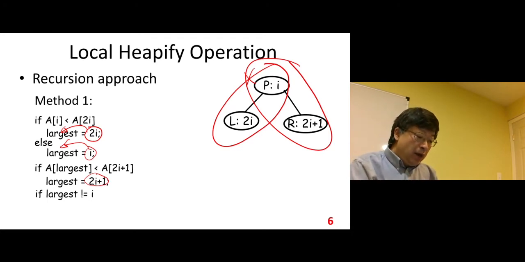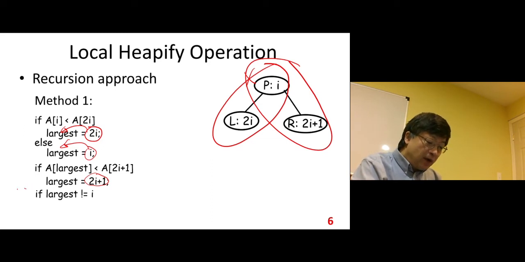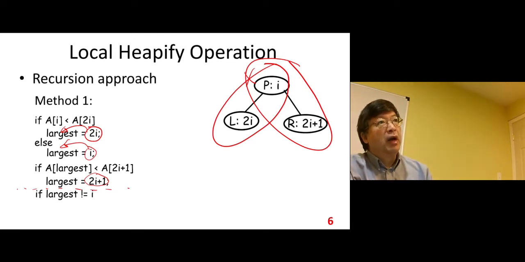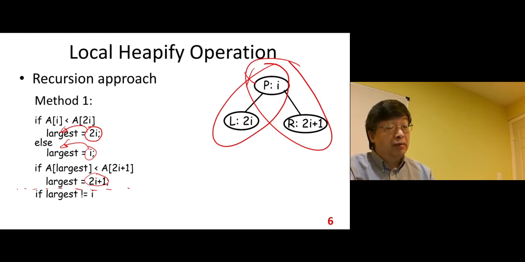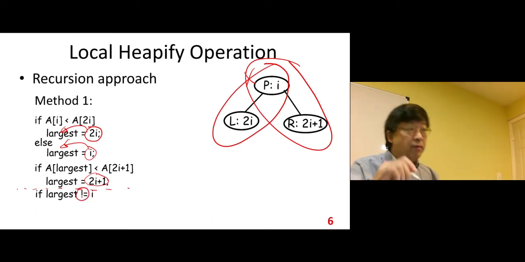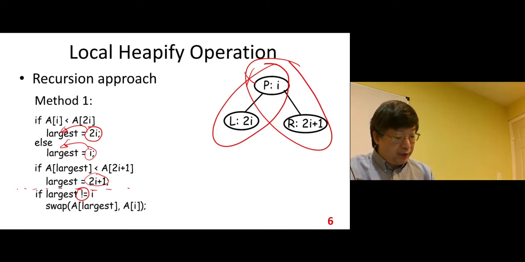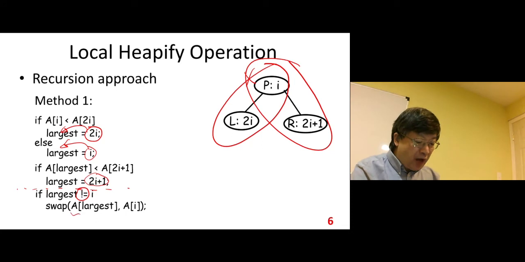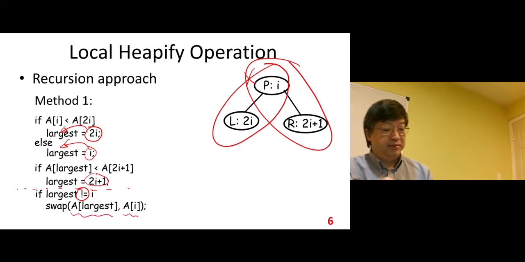So after that, let's compare the value in the largest variable and i, to see if they are the same or not. If they are the same, that means no violation, so we do not need to do anything. We only do something when they are different, not equal. When they are different, we swap A of largest and A of i. So that's the whole procedure.